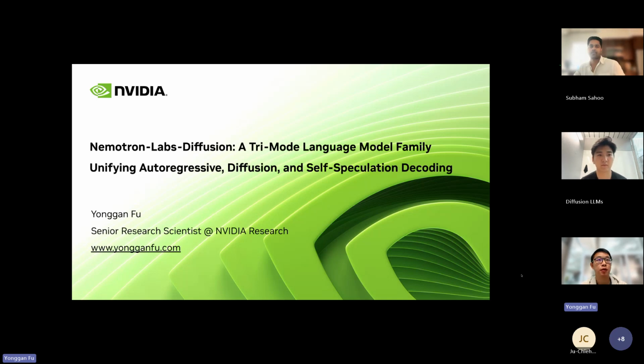This is Yong'an from NVIDIA Research. Today I will introduce our recent work, Nemotron-Labs-Diffusion, which is a tri-mode language model family that can unify autoregressive, diffusion, and self-speculation decoding.